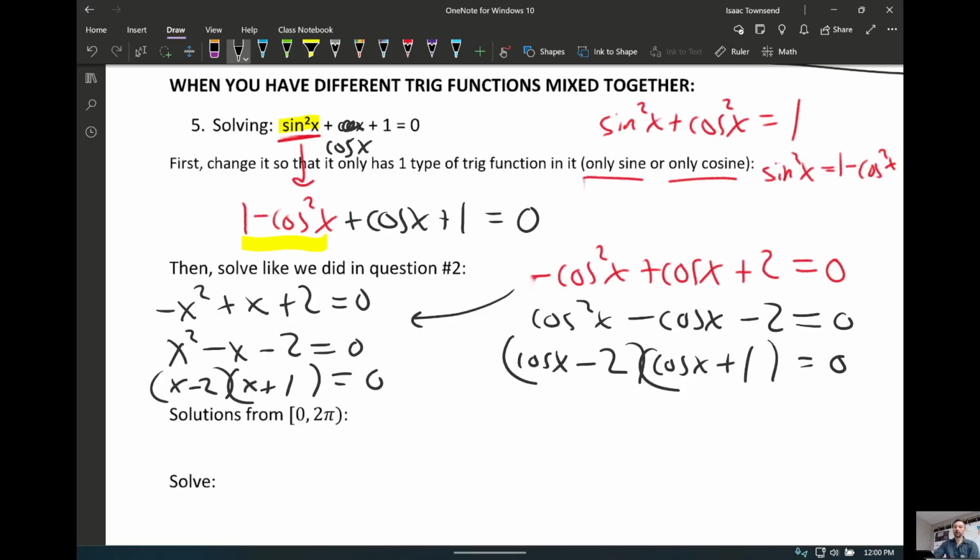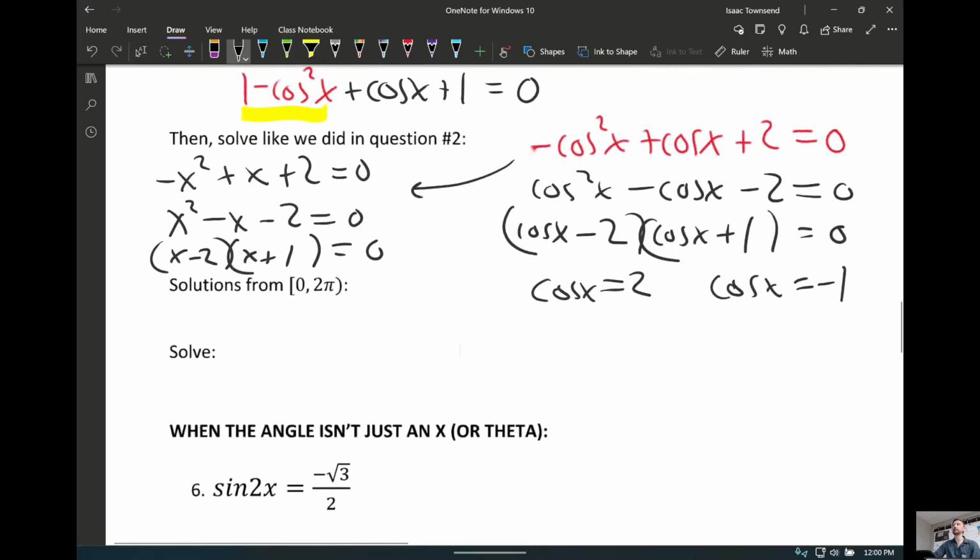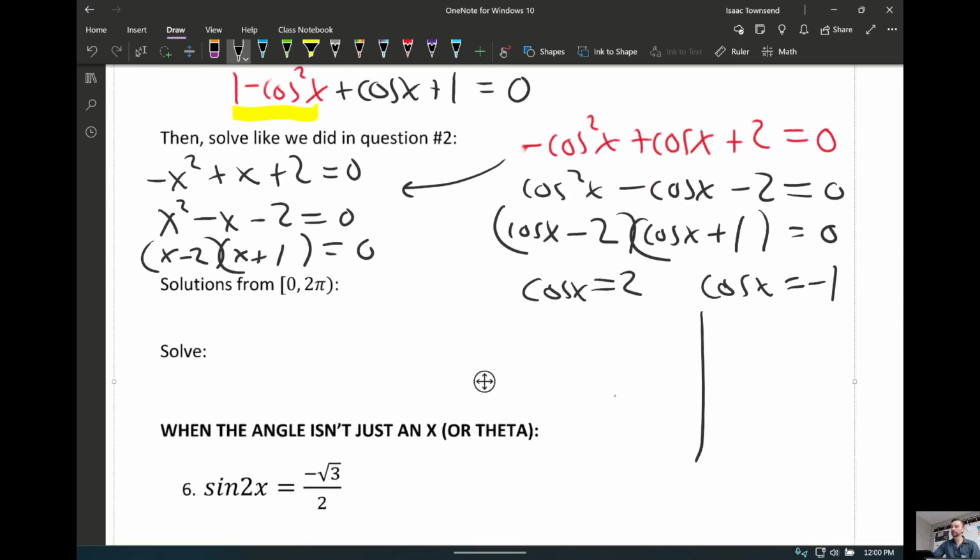If it was algebra, I would set this equal to 0 and solve, and set this equal to 0 and solve. So I need to do the same thing with trig. Set each of those equal to 0 and solve. And then to finish, I need to think about where this happens on the unit circle. So what angle between 0 and 2 pi has a cosine of negative 1?